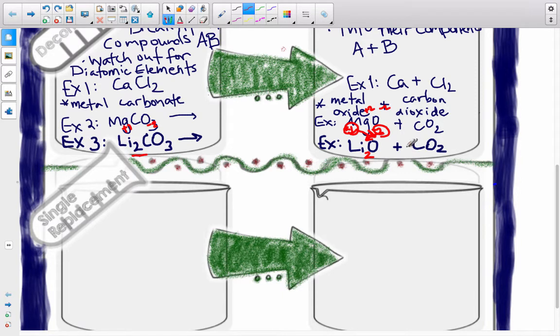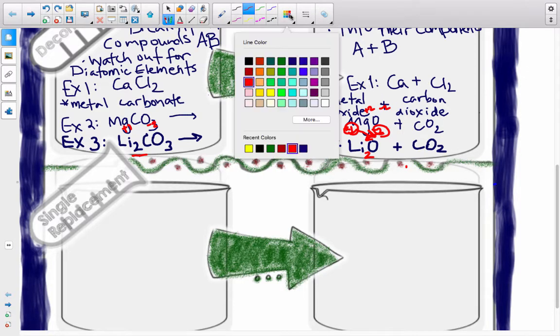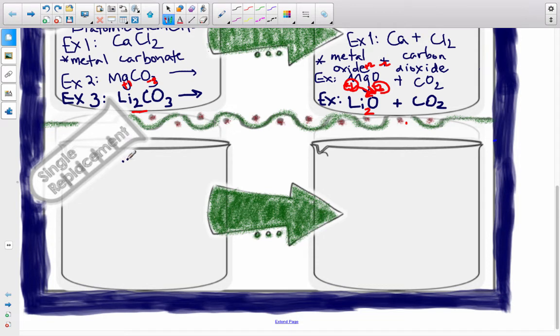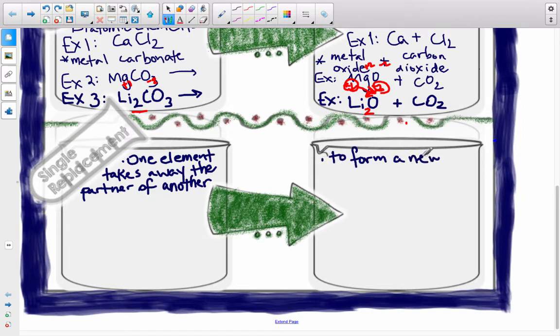Okay, one more type of reaction for now. Let's take a closer look at single replacement reactions. In a single replacement reaction, one element takes away the partner of another to form a new compound. We call this the someone stole your girl reaction, because now she left you for someone else.